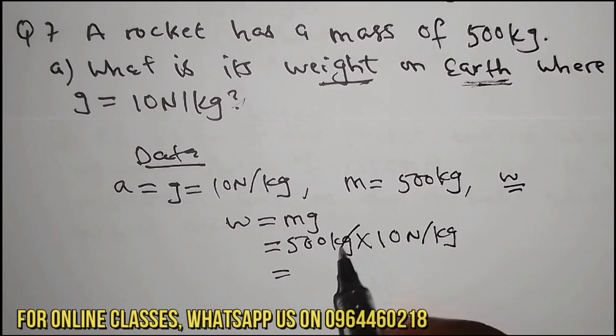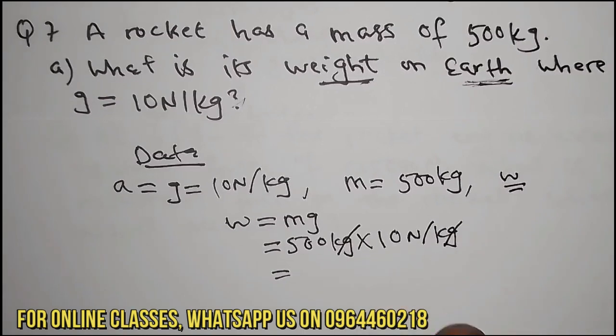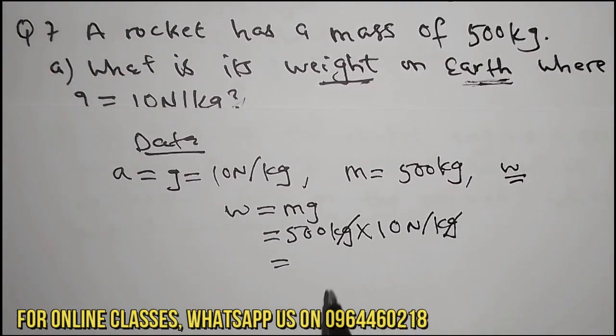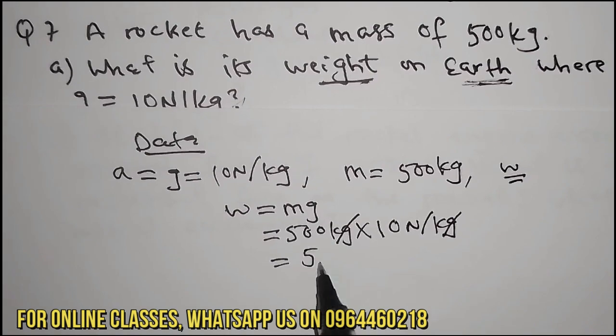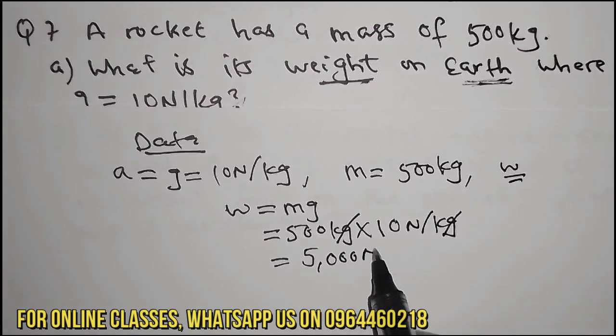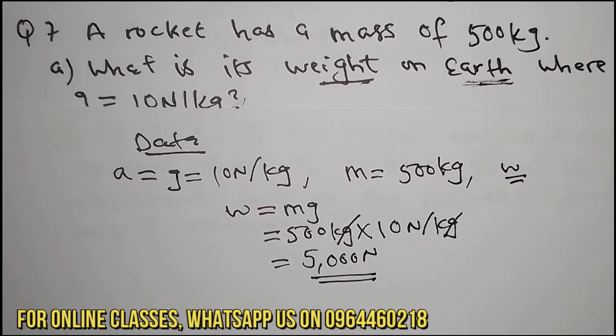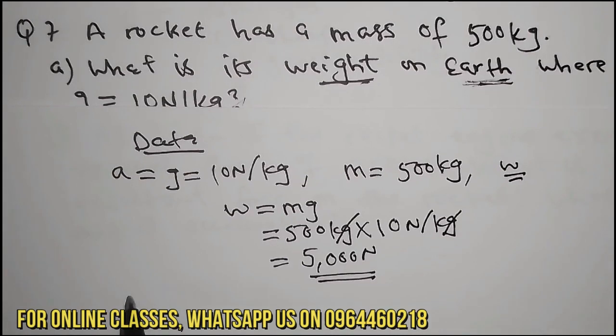The kg cancels. The unit of weight is Newton. So this is just going to be 5,000 Newton. Okay. Now what about B?